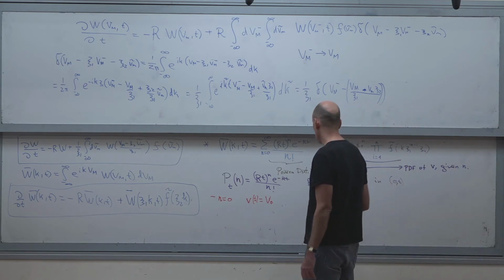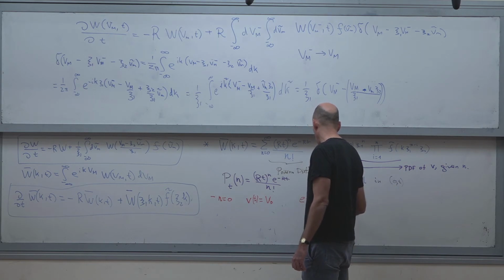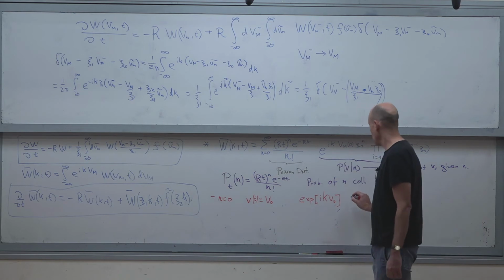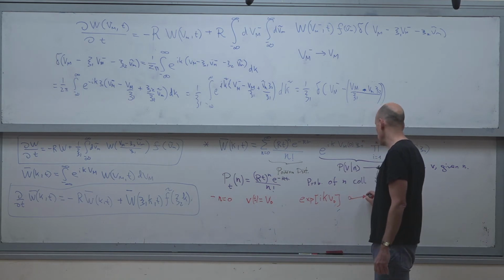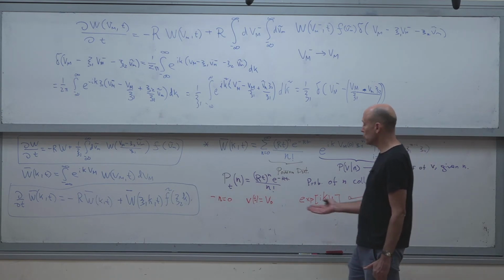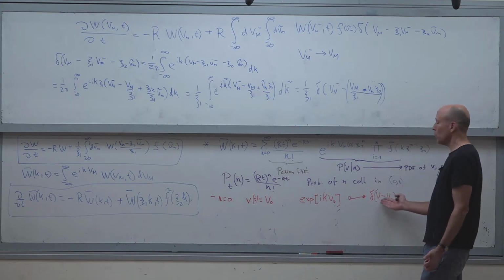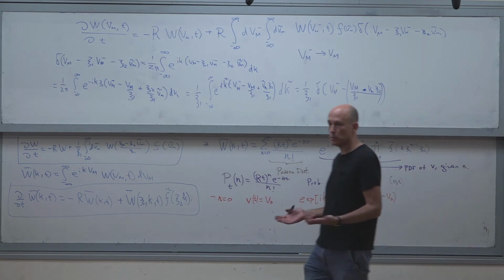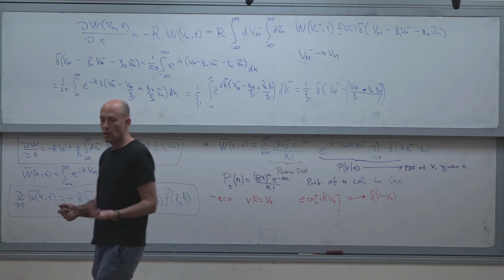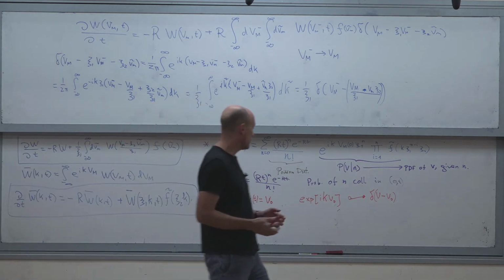So I get e^(ikV0) in Fourier space. But what is this in real space? This is simply delta of V minus V0. So if there's no collision, you started with velocity V0, and at time t, your velocity is still V0, but this is because there are no forces, and we assume that between collisions, nothing happens.